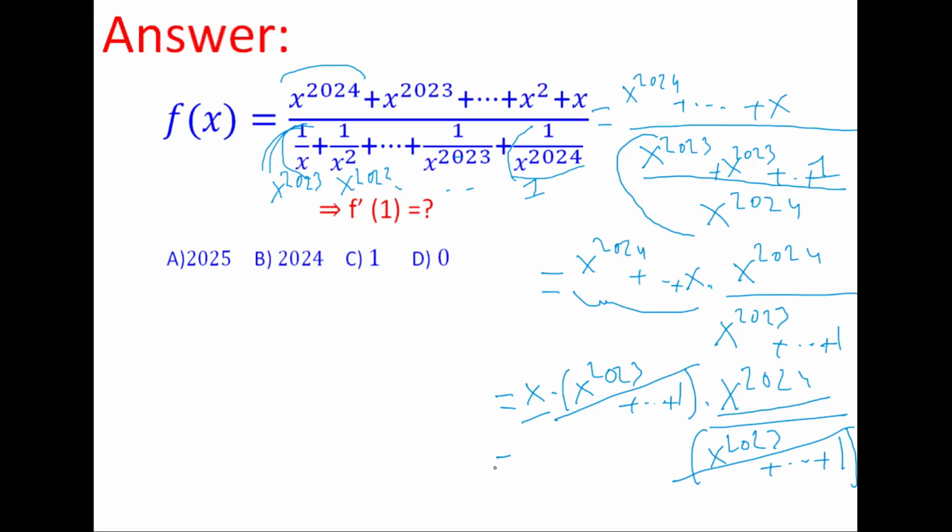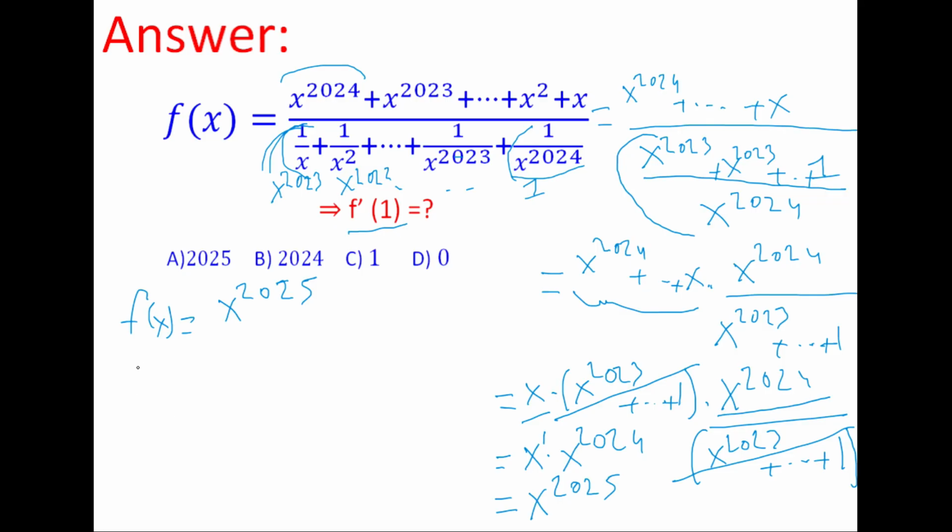If you multiply those values, x times x to the power of 2024, as you can see, because the bases are the same, we're going to add the powers, which means this is going to be equal to x to the power of 1 plus 2024, which is going to be 2025, guys. So our function is x to the power of 2025. We are asked to find the value of f prime of 1, which means the derivative of f of x at the point x equals 1.